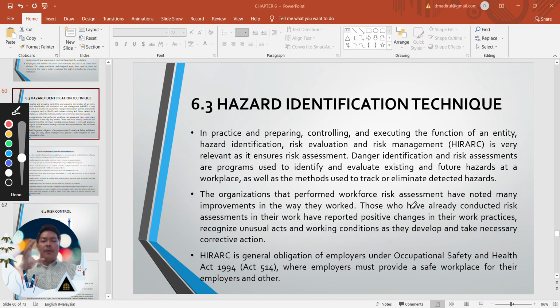The organizations that perform workforce risk assessment have noted many improvements in the way they work. Those who have already conducted risk assessment have reported positive changes in their work practices, recognizing unsafe acts and working conditions as they develop and taking necessary corrective action. HIRAC is a general obligation of employers under the Occupational Safety and Health Act 1994, Act 514, where employers must provide a safe workplace for their employees and others.